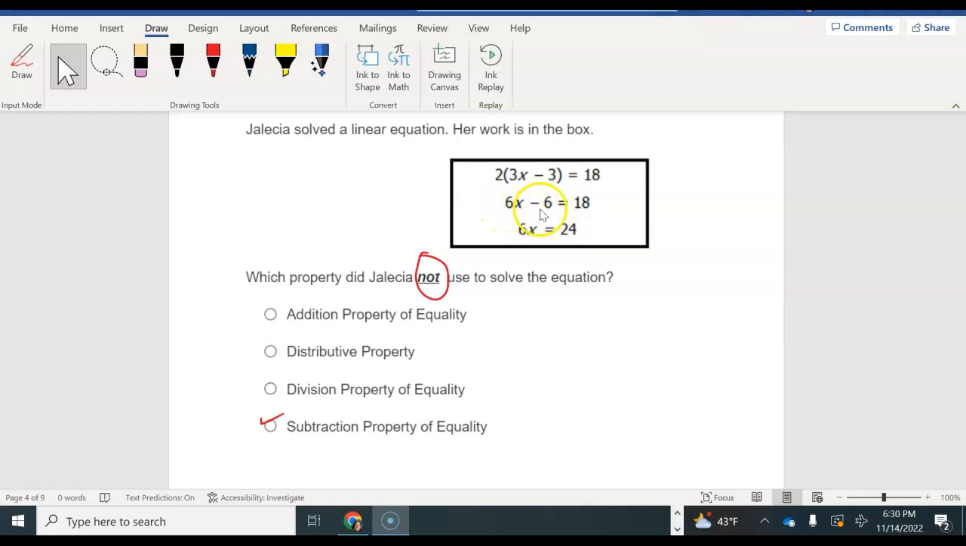And then from here, we added 6 to both sides. And so we used addition property. And we did distributive property, and the next step, you divide both sides by 6, would be division property. So the only property that was not used, which one did she not use, is subtraction property.